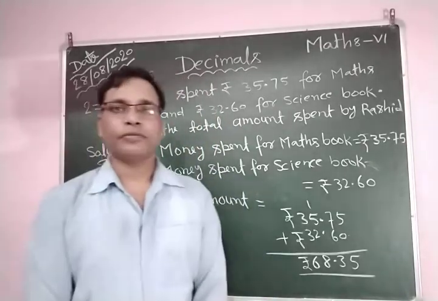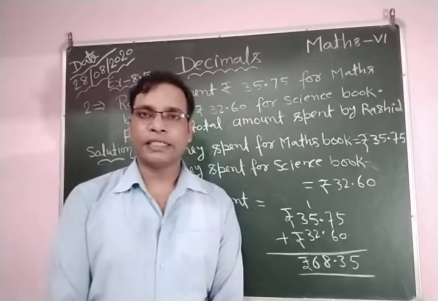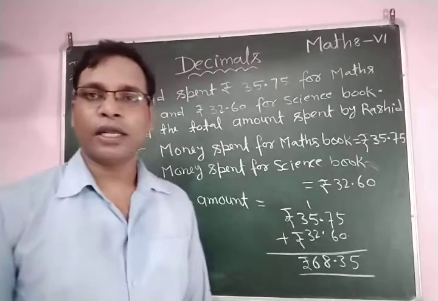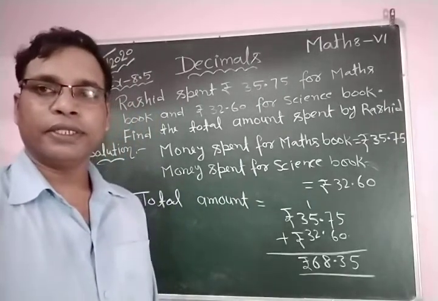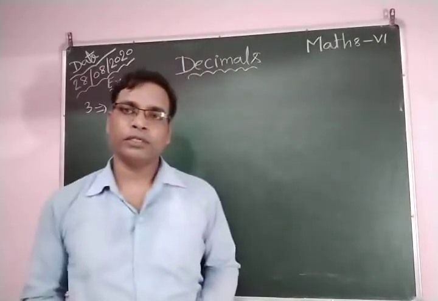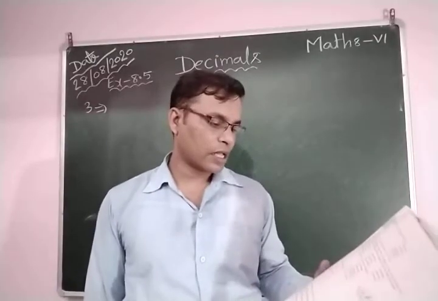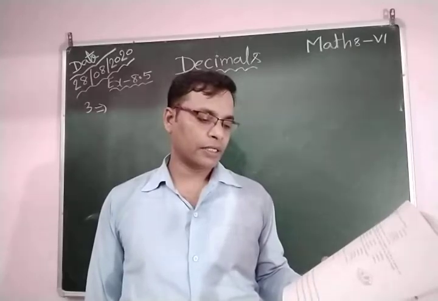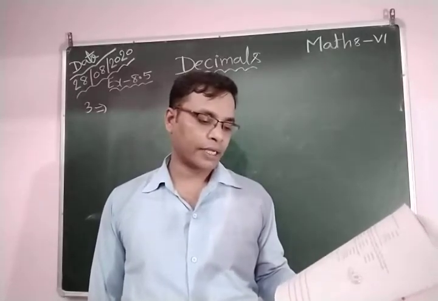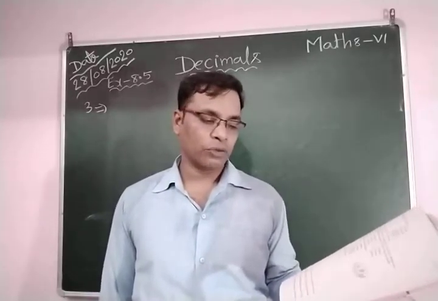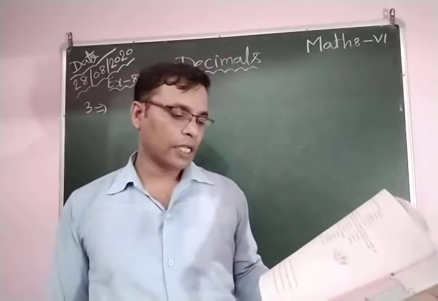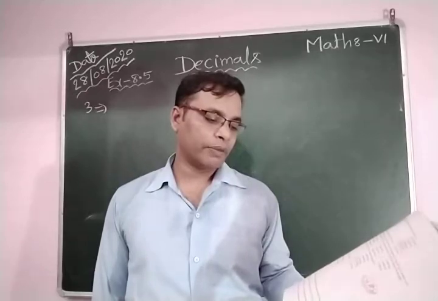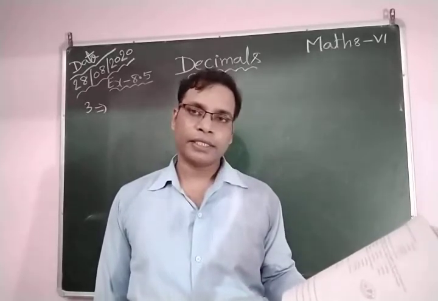Now we are going to discuss the next question, question number 3. So let's see how to find it. So students, question number 3: Radhika's mother gave her rupees 10.50 and her father gave her rupees 15.80. Find the total amount given to Radhika by the parents.